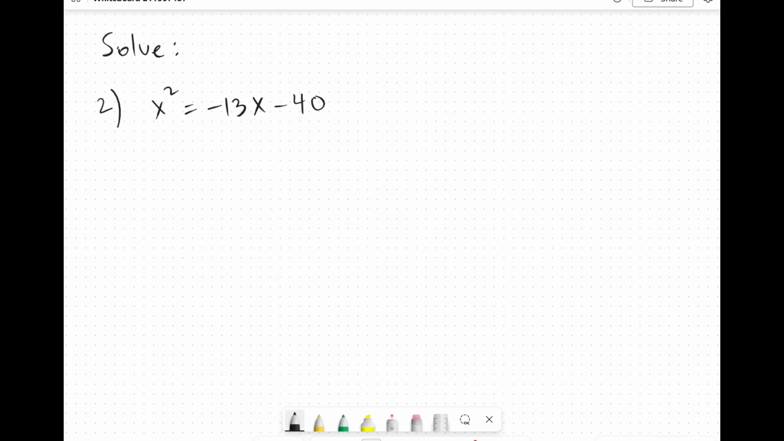So here's another example that asks you to solve, and it's clearly an equation. It does have an equal sign. It does have x squared, so you do have to think factoring. However, it's not equal to 0. Before you start factoring, you need to take the negative 13x, move it to the left side by making it positive 13x, and you will also take your negative 40 and move it to the left side by making it positive 40. Now we're ready to factor.